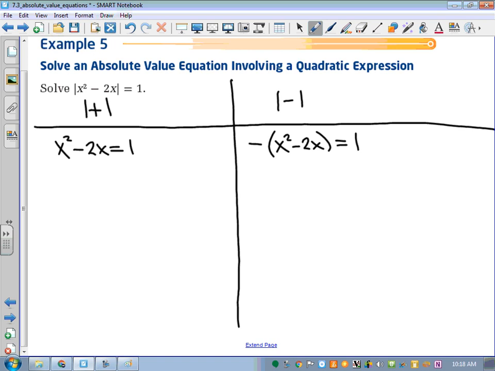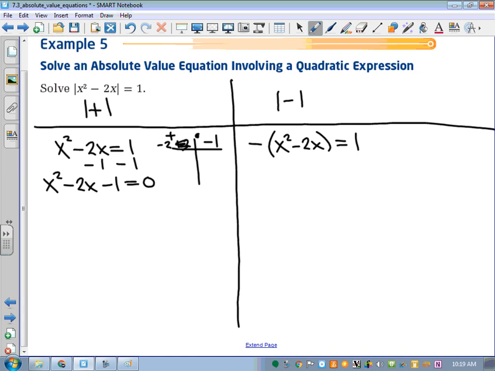Now, let's solve these. They are quadratic, so we need one side equal to 0. I'm going to subtract 1 there. I get that x squared minus 2x minus 1 is equal to 0. And we run into a problem because we would, I hope, try to factor this as a quadratic. I need two numbers that multiply to negative 1 and add to negative 2. Sorry, I said negative 2, wrote positive 2.